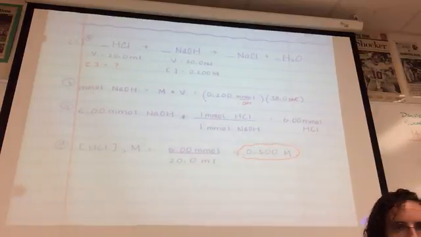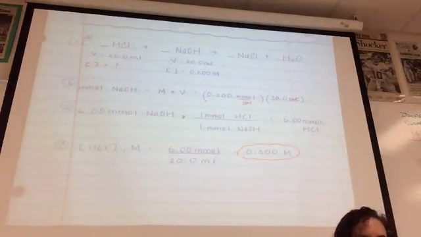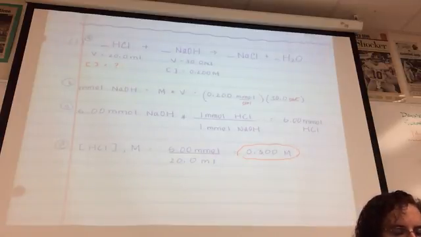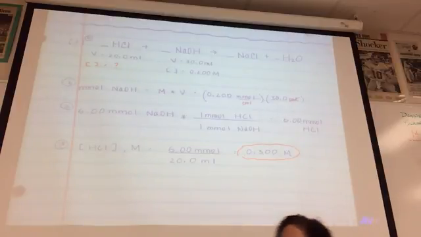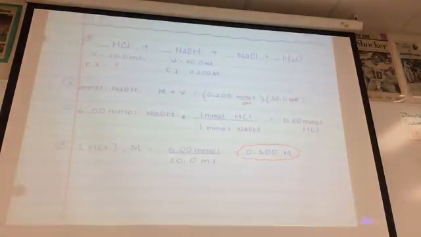All right, a 4-step process. You write your balanced equation. You put the information under each substance. You write the information under each substance.